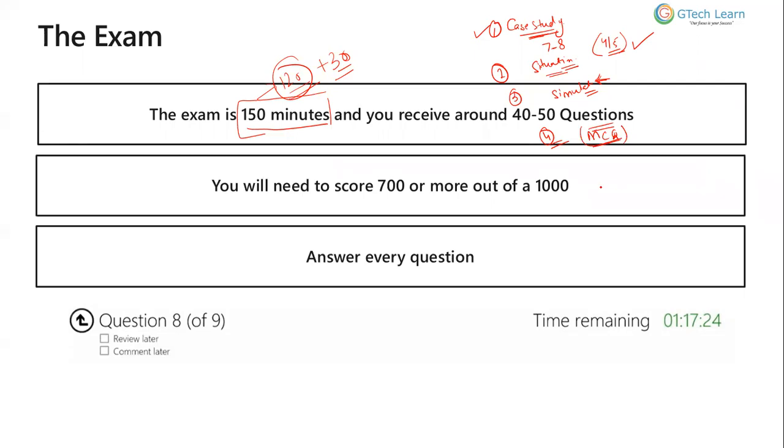The important thing about exam scores is that there are a total of 1000 marks, and you need to score at least 700 or more to pass your AZ-700 certification. You have to answer every question; you cannot skip any. However, you can review questions. If you want to review a question, you can mark it as review later. Once you are done with all the questions for that section, you can go back, review that question again, and change your answer if you want.